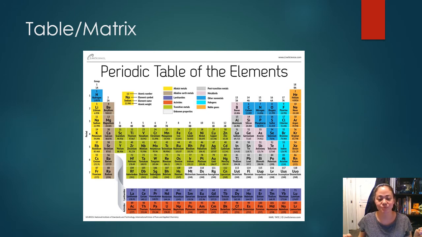So for any one spot on this table, we can know what column it's in, and that will tell us some things. We know what row it's in, and that will tell us some things. We know what elements it's near, and that tells us some things. So there's a lot of information here in this periodic table of elements.